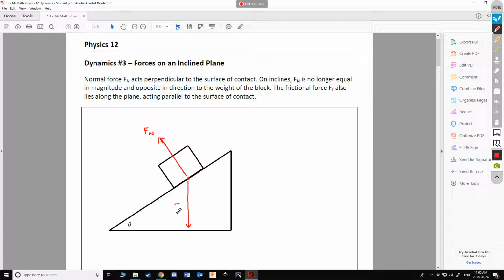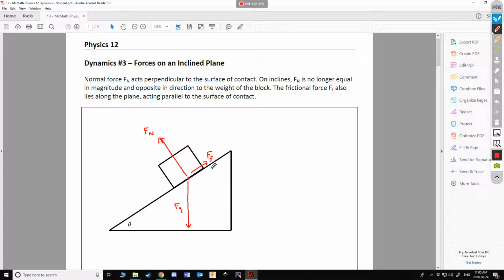So you have force of gravity, and we have normal force. Friction always opposes the direction of motion. So if we just have this block sitting on it, the block wants to go downwards. So our friction force is opposing our direction of motion, force of friction. So those are our three forces acting on this object.